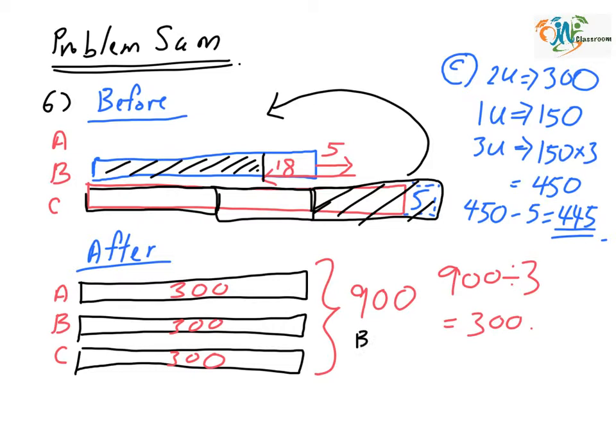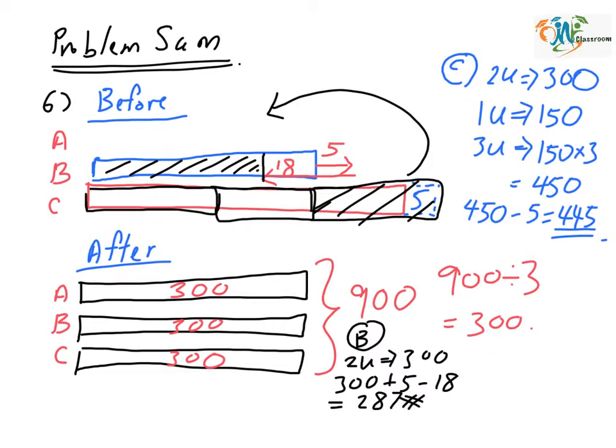Okay, so now we do B. For B, it will be just 2 units is equal to 300. So 300 plus 5 minus 18. So the answer will be 200 plus 5. Oh, sorry. It's 300 plus 5 minus 18. Okay, so the answer is 287. Okay, so now we have for B.